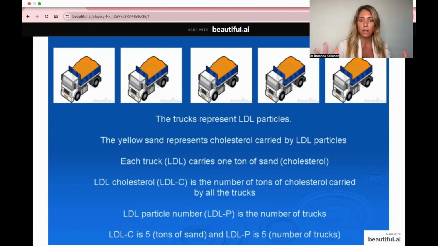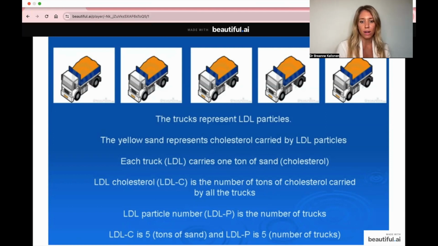Here, you can see the trucks. The trucks are carrying sand or dirt. The trucks represent the LDL particles. This is how they're being transported. Whereas the sand or the dirt, the yellow substance in these dump trucks, represents the LDL cholesterol. So the trucks are the particles, the LDL is the sand.